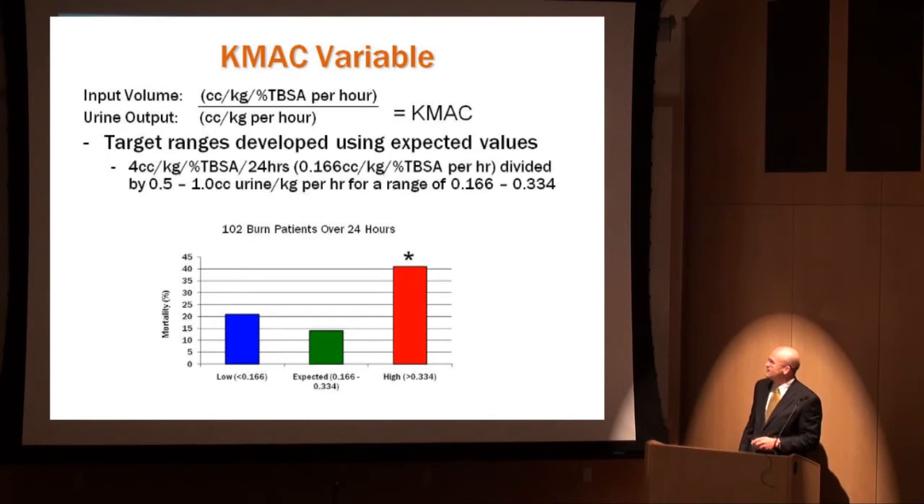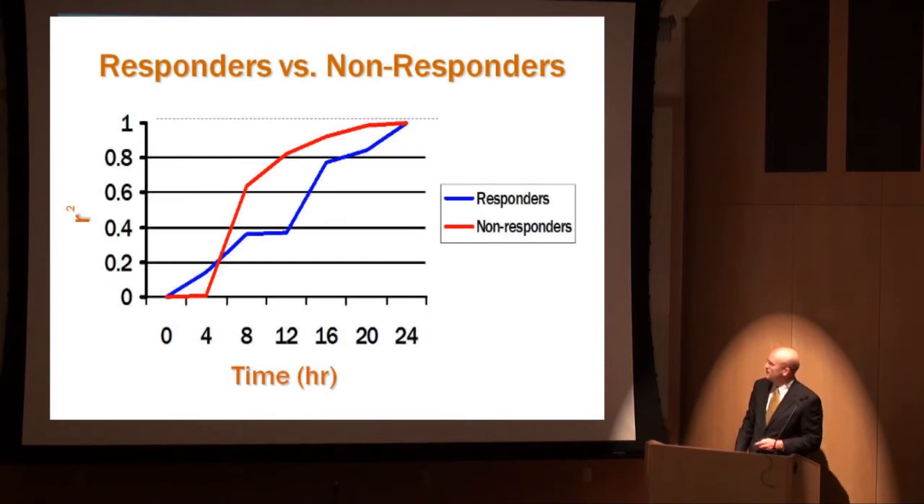And what we found is that the people with higher values, indicating that they had a lot of volume in and not so much out, did poorly. Okay, well, that's not surprising. But we found also that you could tell who was going to be that person at about this time. So you can tell who's not going to do well at about 8 or 9 hours into the resuscitation. And Bruce, you know that. You say, oh, this guy's not going to do well. How do you know? I don't know. But he should be doing better right now than he is, but he's not.